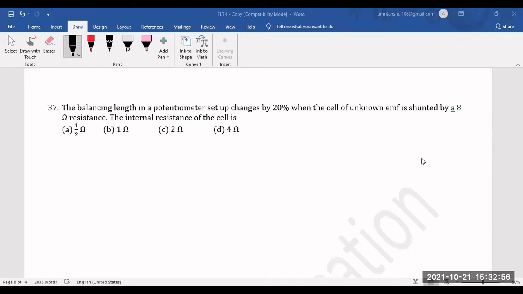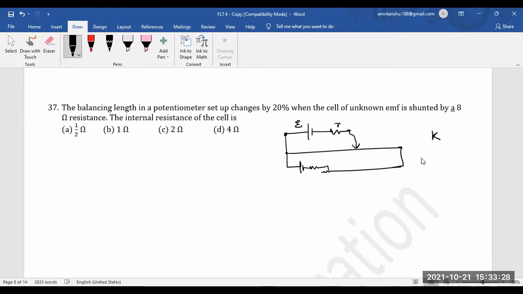So now moving on to question number 37. Let's say we have a battery setup like this with internal resistance R, and this potentiometer is again connected by some battery. If we assume the potential gradient of this potentiometer is K and the EMF of the cell is E, very well we can see no current is flowing through this because the potential across this and the potential across this are the same. So no current is flowing through the circuit.